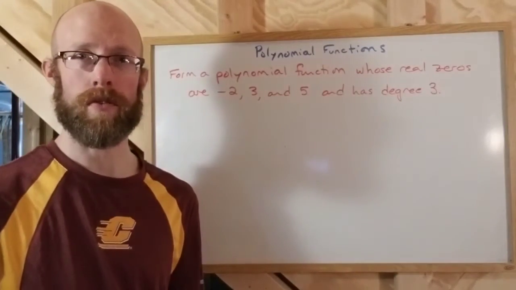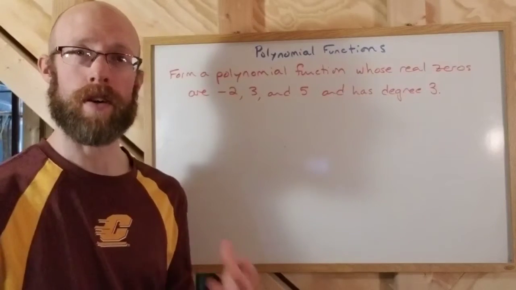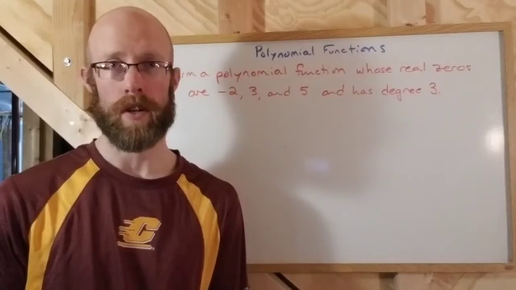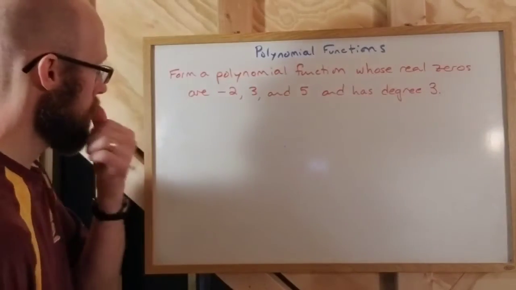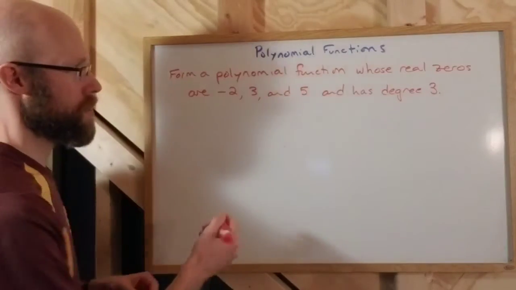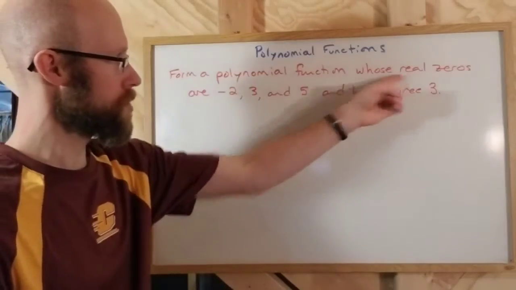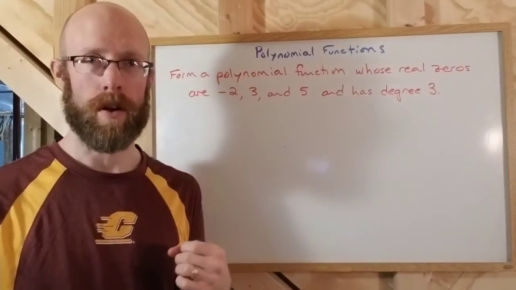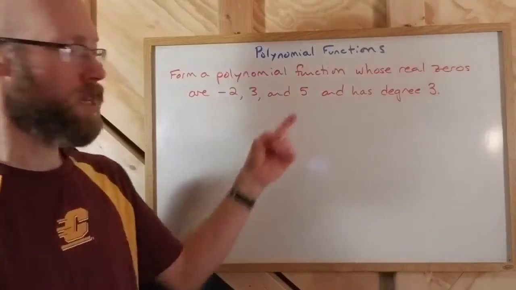Okay, so some features of the graph. And what we're going to do is find the function itself. Not the graph, but the equation of the function. Now, as I look at this, I know that if I have a real zero, I can create a factor from that real zero. So each of these gets their own factor.